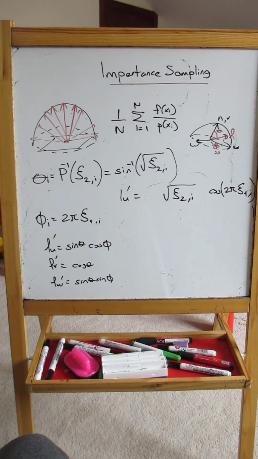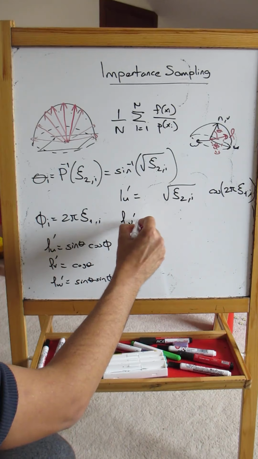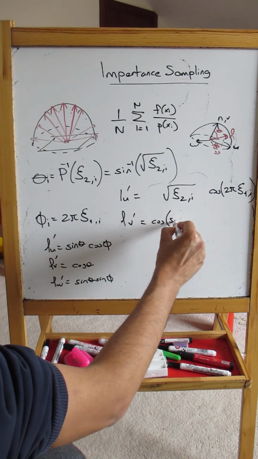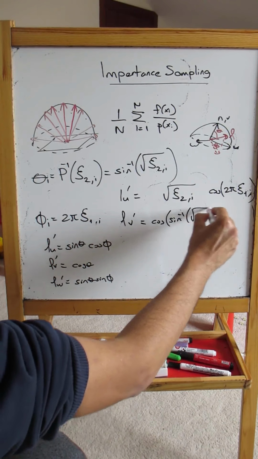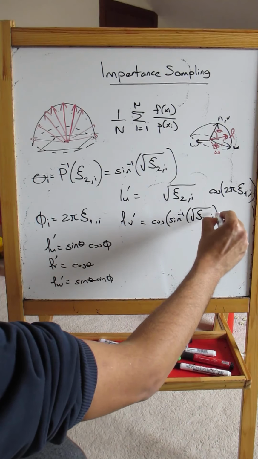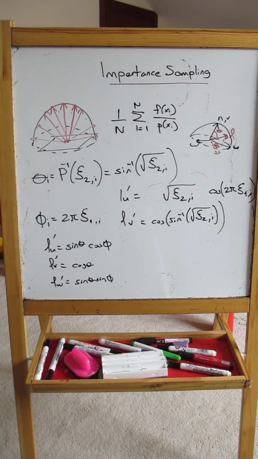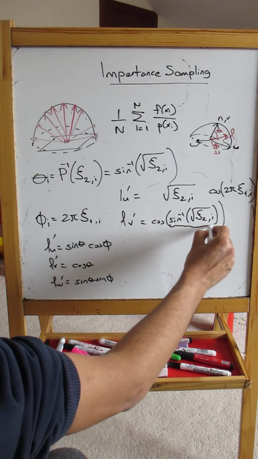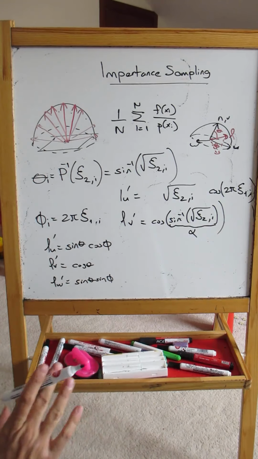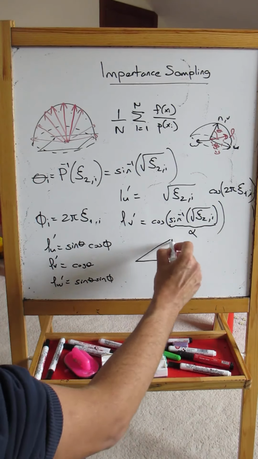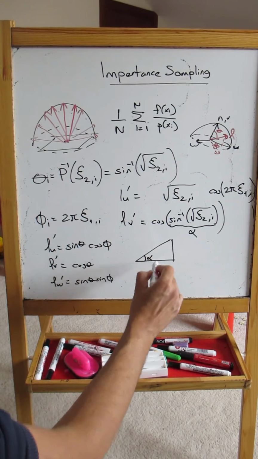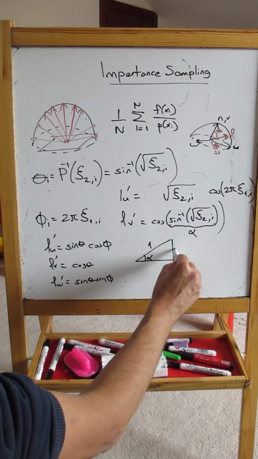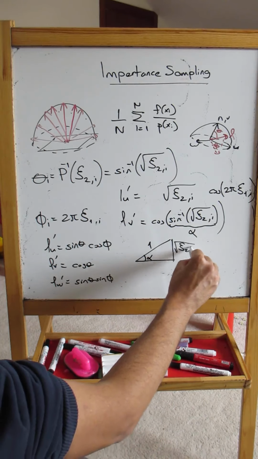Okay, now LV prime is equal to cos theta. So it is cos of sin inverse of the square root of chi 2i. So to make this more efficient, we can actually simplify this. Okay, so this is an angle, right? Let's call this angle alpha. Now, if you draw a configuration here, let's say we have alpha, and we have 1, and we have, let's say, this is chi 2i.